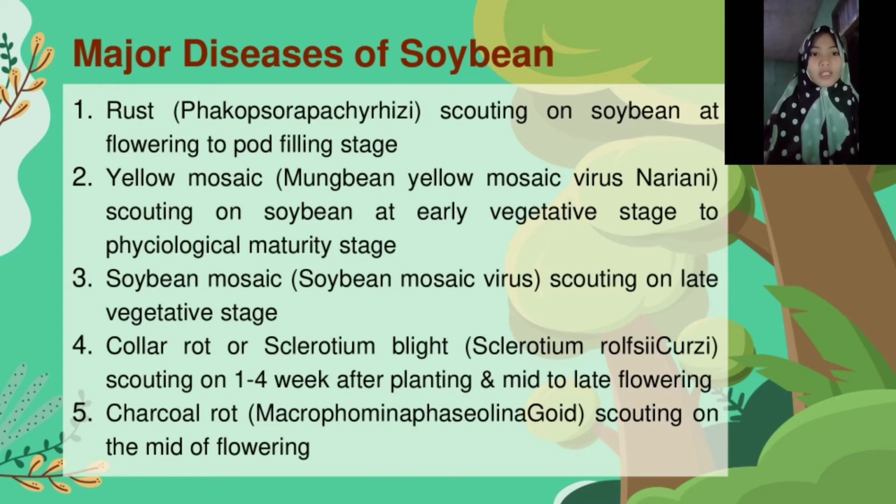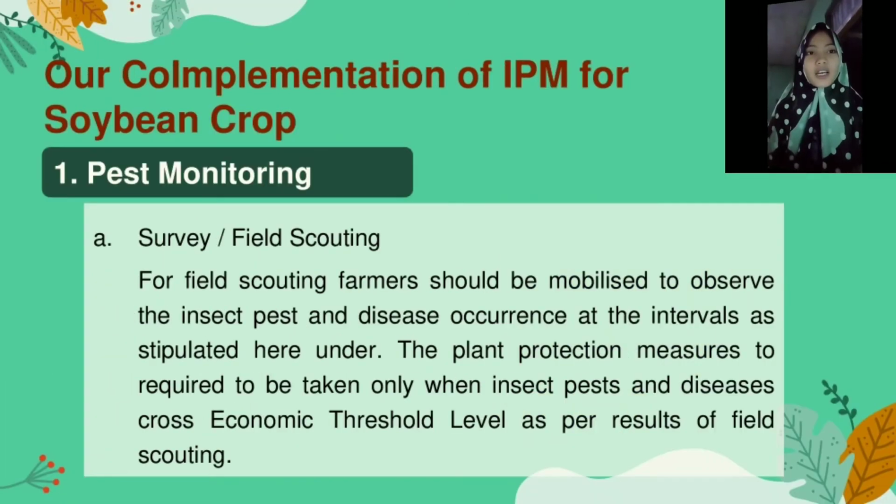4. Collar rot or Sclerotium rolfsii, scouting from 1 until 4 weeks after planting, in mid to late flowering. And 5. Charcoal rot or Macrophomina phaseolina, scouting at the mid of flowering. Our implementation of IPM for soybean crops.